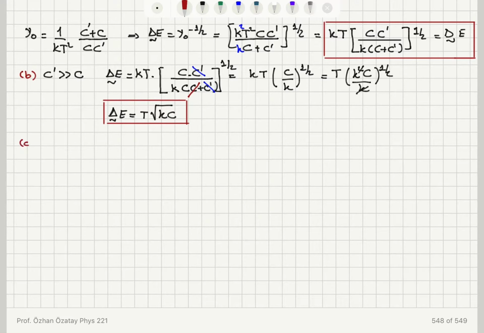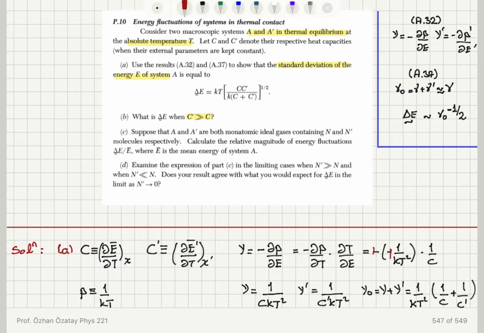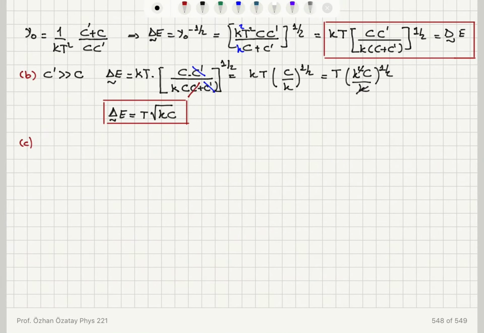Now let's move on to part C. Part C says, suppose that A and A prime are both monatomic ideal gases containing capital N and N prime molecules respectively. Calculate the relative magnitude of fluctuations of system A, delta E tilde over E bar. Now this is an application for a monatomic gas.